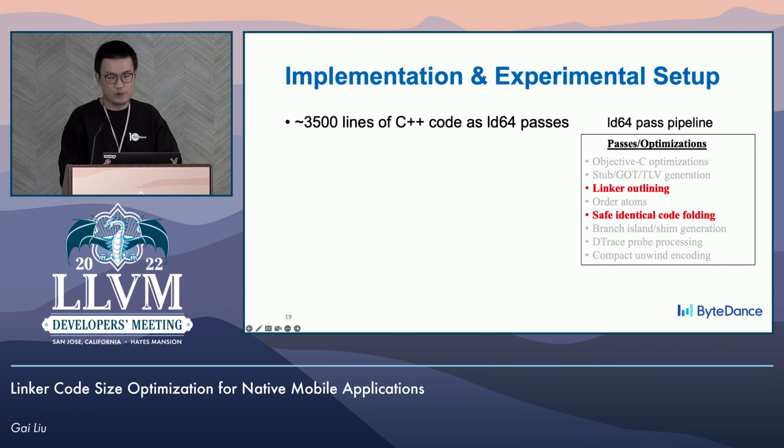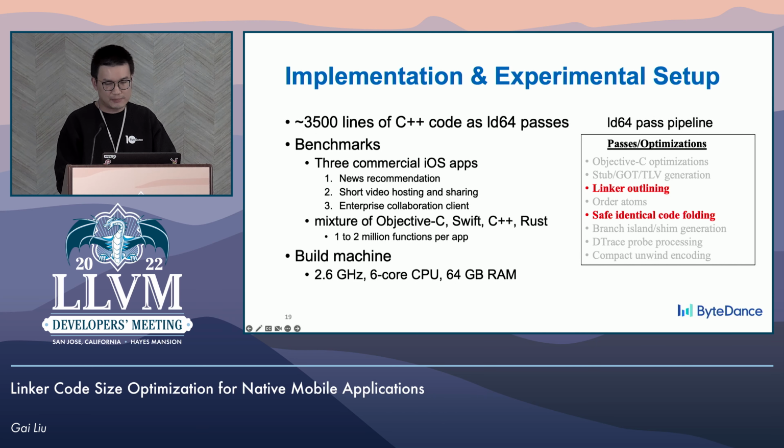We implemented these two optimization passes in C++ in LD64, which are inserted into the LD64 optimization pipeline as shown on the right. For the experiment, we used 3 commercial iOS apps from our company, which include a news recommendation app, a short video hosting and sharing app, and an enterprise collaboration client. Each app is written with a mixture of Objective-C, Swift, C++, and Rust, and each application contains around 1 million to 2 million functions. The apps are built on a build machine with a 6-core CPU and 64 gigabytes of RAM.